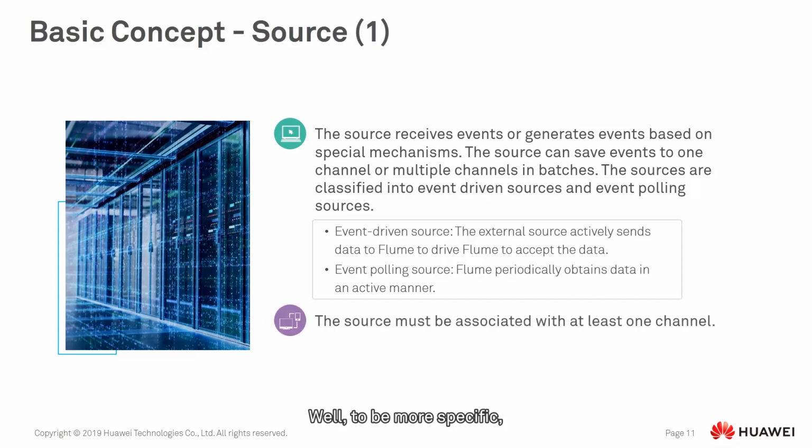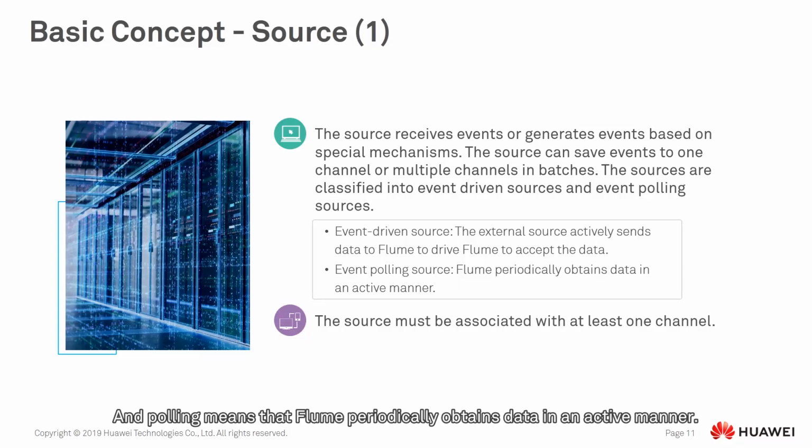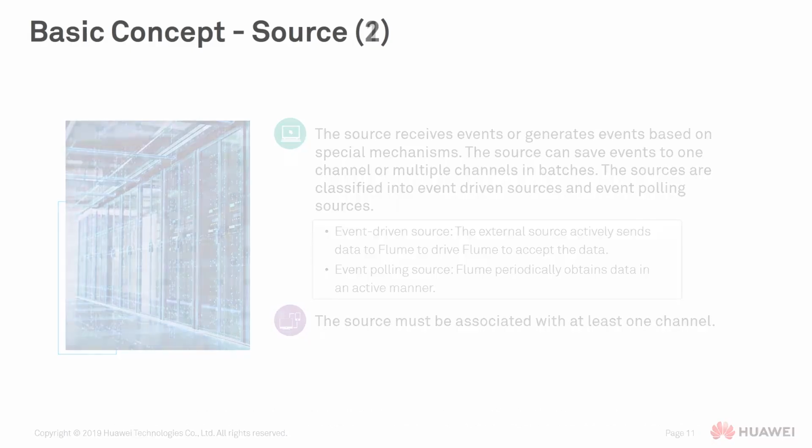To be more specific, a source receives data and generates data by a special mechanism and places the data in batches in one or more channels. There are two types of source, data-driven and polling. For data-driven, the external source actively sends data to Flume to drive Flume to accept the data. And polling means that Flume periodically obtains data in an active manner.